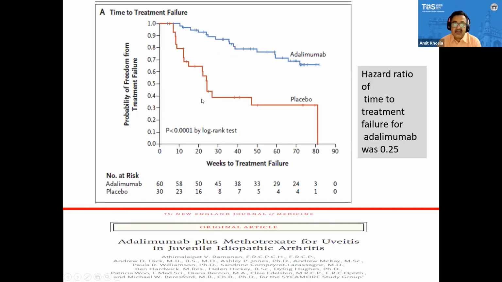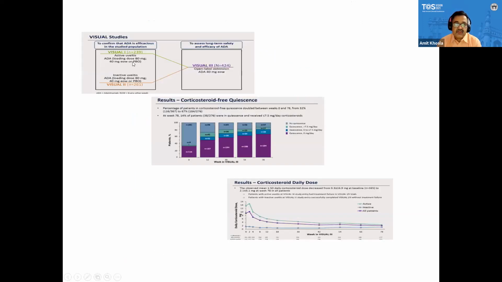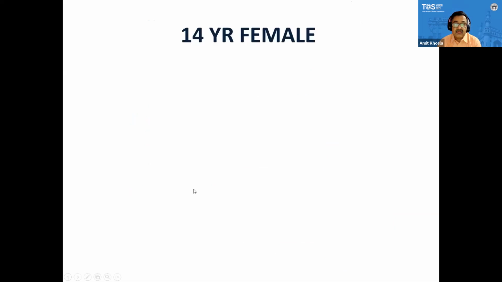There was a trial for JIA which showed that in combination with methotrexate, the adalimumab group definitely gave a big advantage, and this trial helped us consolidate the use of biologicals in uveitis. For adults, we have the VISUAL 1, VISUAL 2, and VISUAL 3 studies, which showed that with biologicals, you can almost bring down the dose of steroid, but maybe not eliminate it in adults. And this is a composite of both intermediate and posterior uveitis.